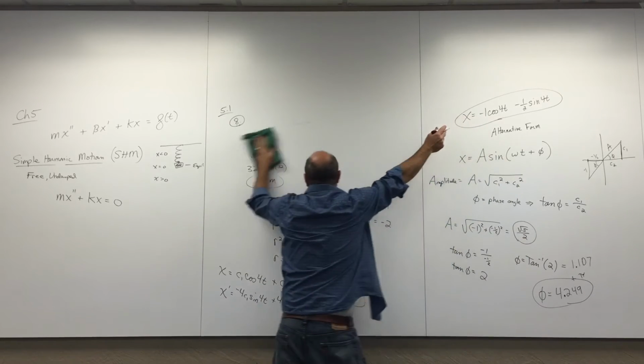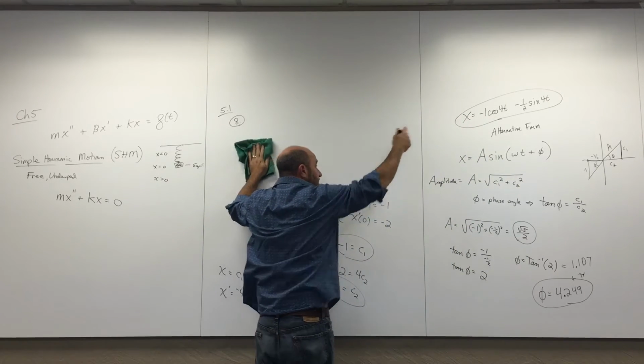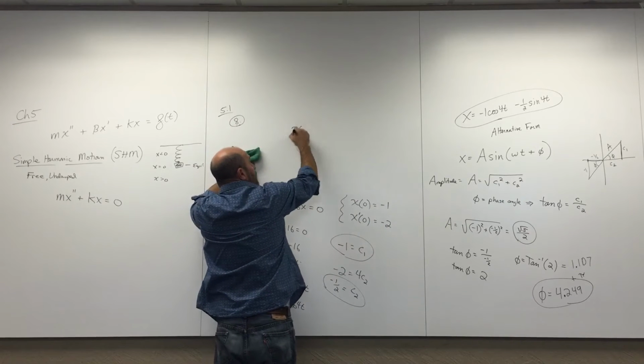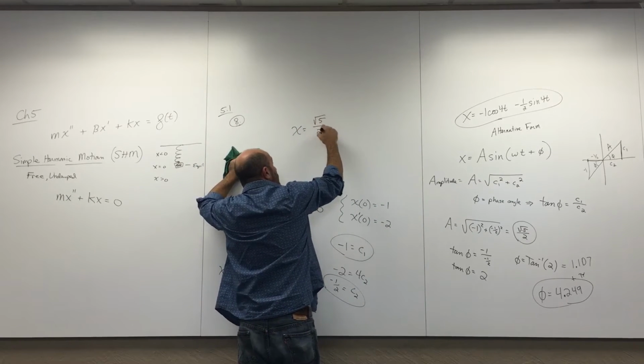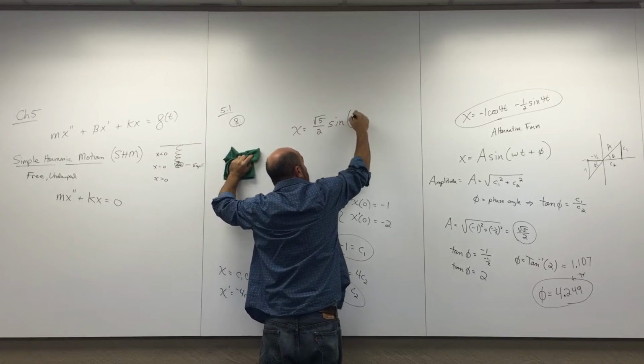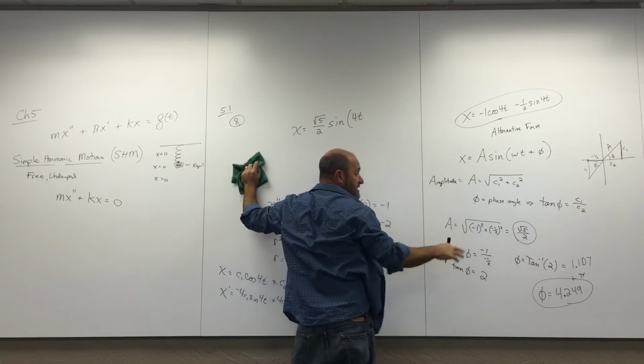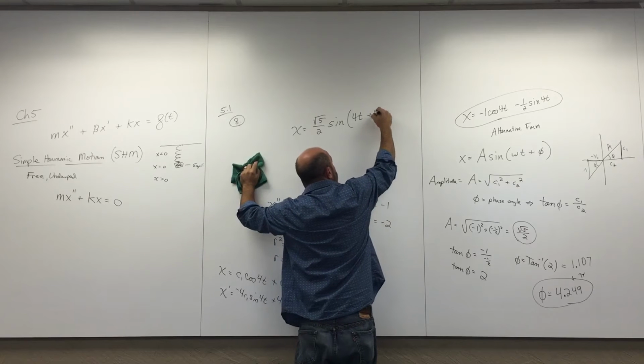There it is in its original form. But we did this extra work to write it in this alternative form. The amplitude is the square root of 5 over 2 sine 4t plus 4.249.